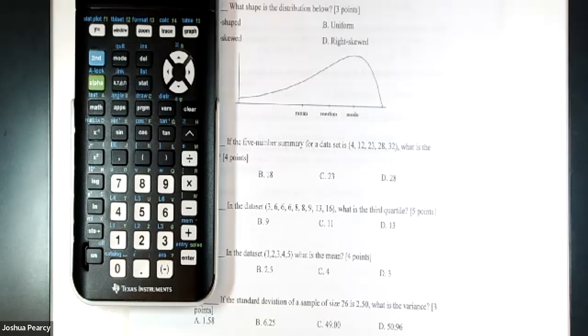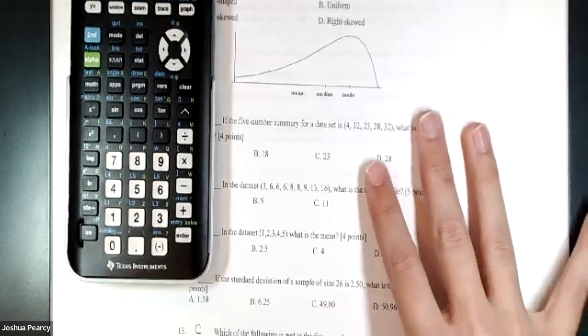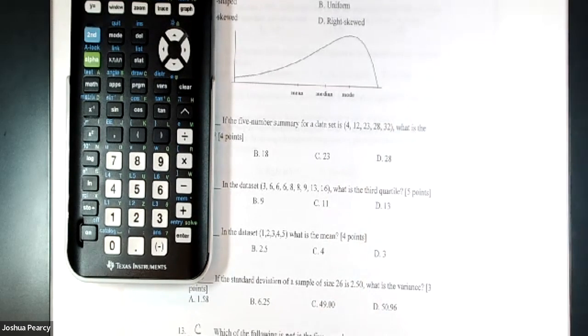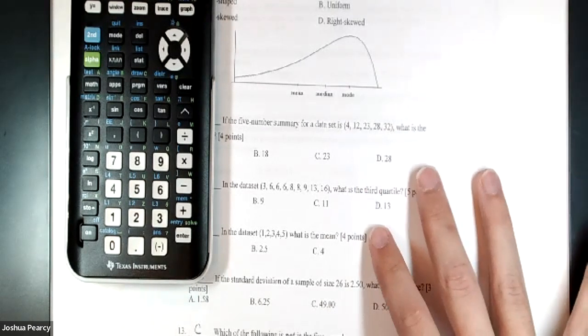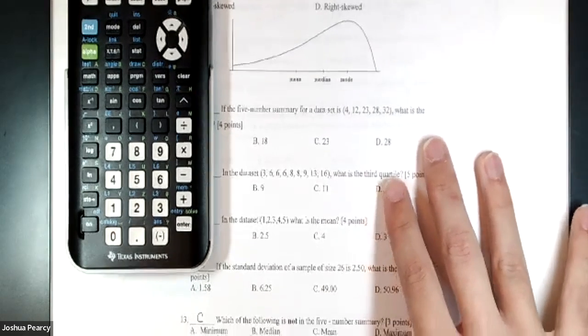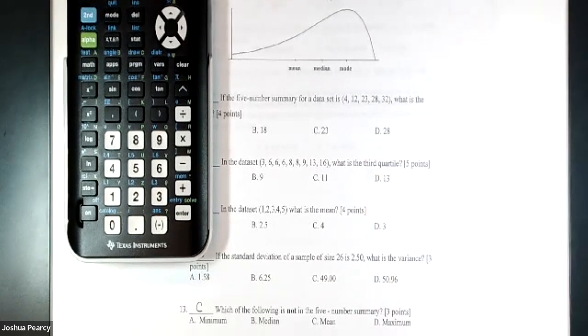In the next one, in the data set 1, 2, 3, 4, 5, what is the mean? They add up to give you 15, divided by 5 is 3. If the standard deviation of a sample of 26 is 2.5, what is the variance? In this case, I give you S, and you want S squared, right? So you take S, which is 2.5, and you square it. So in that case, it'd be B, 6.25.